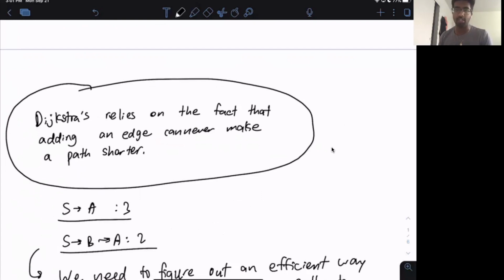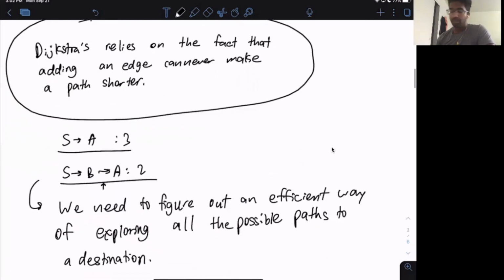Dijkstra's assumes that the shortest path is not a path that's longer in terms of the number of edges. It's basically saying this edge B to A would not be able to make the path shorter, when in reality that's not the case. And so if we do come across graphs with negative edges, we're going to need to figure out an efficient way to explore all the possible paths to that destination, right? And what do I mean by that?